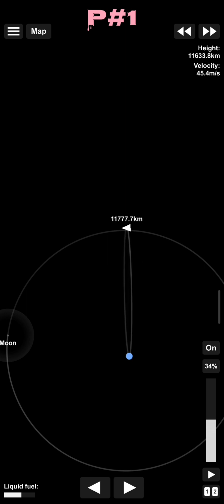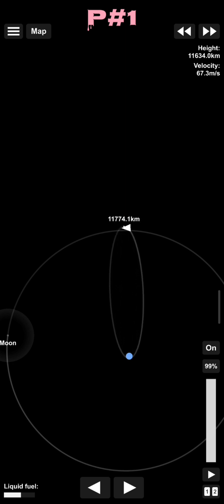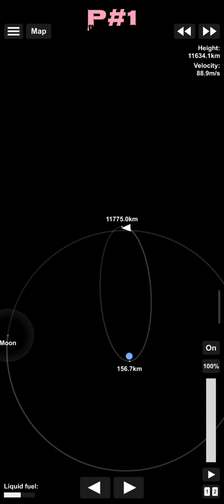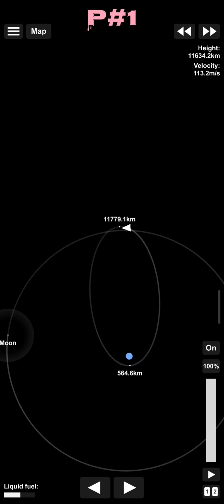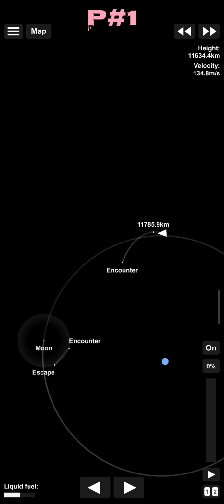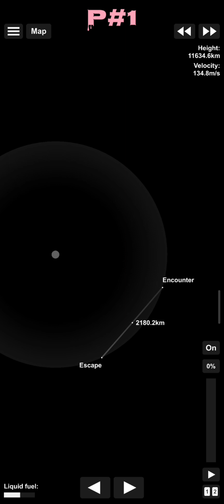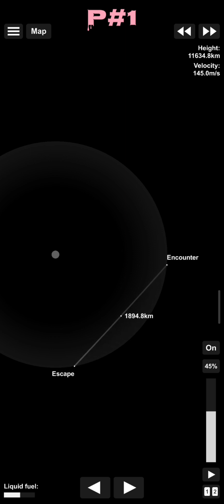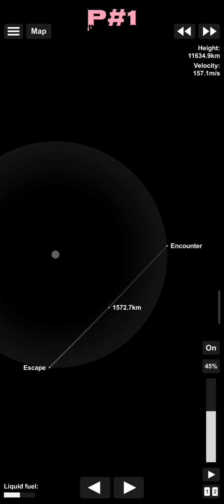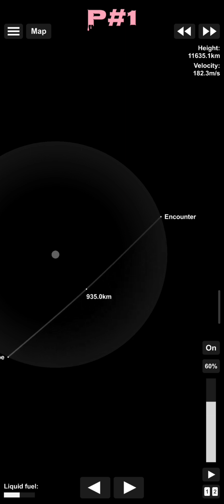You can see the changing, the orbit of the rocket is increasing. Yes, we have the encounter point, and now try to touch the surface of the moon. Coming near.